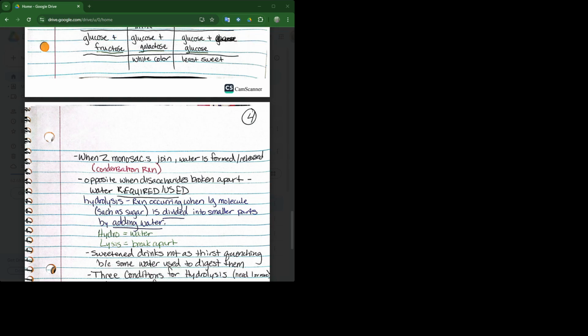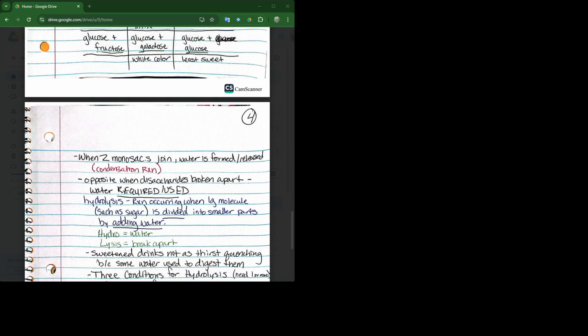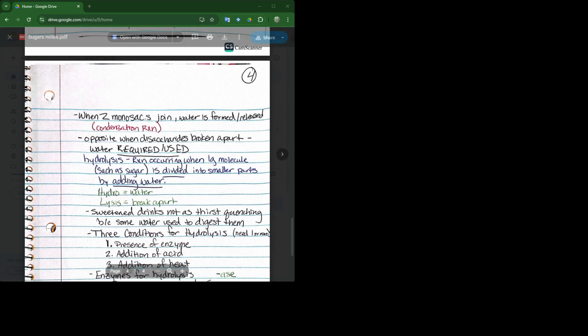I'm going to define hydrolysis, and within that, I'm underlining some key things. A reaction occurring when a large molecule is divided into smaller parts by adding water. And then I'm going to take advantage of some things I told you in the lecture notes about hydrolysis, and how hydro equals water and lysis equals break apart.